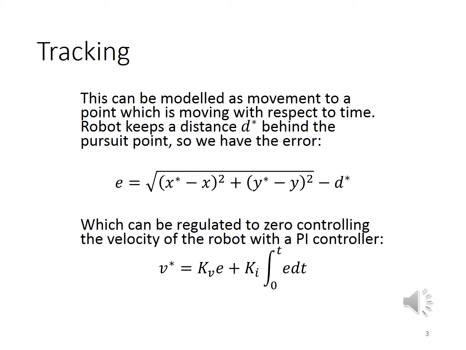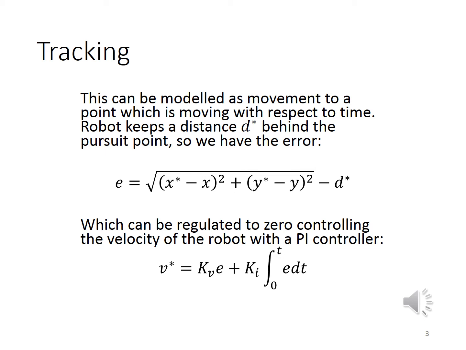As we mentioned earlier, tracking could be modeled as a moving point, and this point is moving with respect to time. In terms of pursuit, the mobile robot should keep a distance, let us name this distance D asterisk, behind the pursuit point. So we can state an error here. Take a look, we have E equal to the distance of the actual position X and Y of the mobile robot with respect to the moving point X and Y asterisk, minus D, which is the distance. This distance, of course, is another parameter for this control.